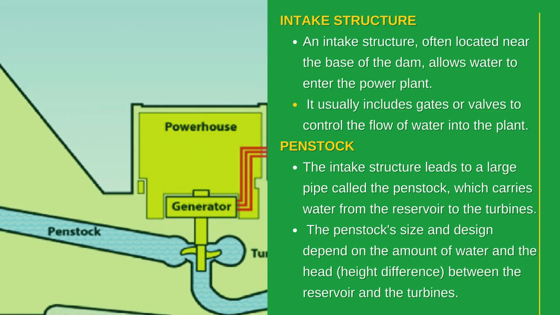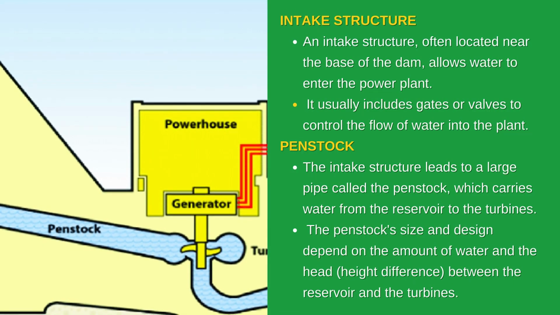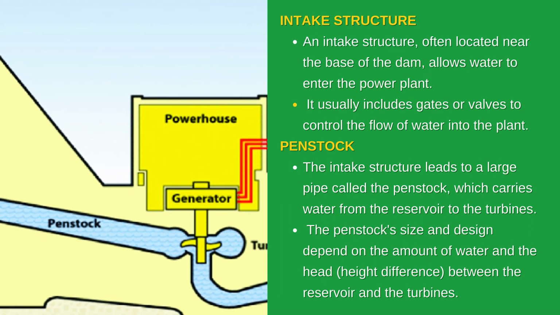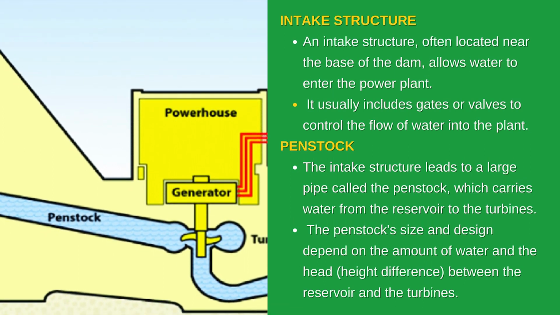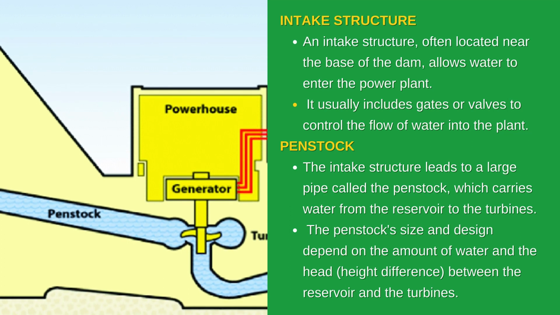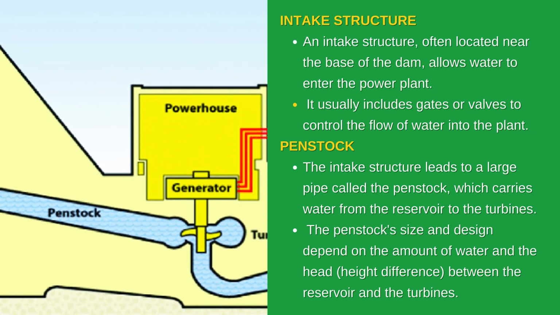In the case of a large hydroelectric power plant, a dam is constructed across the water source to create a reservoir. The dam helps in regulating the water flow and maintaining a constant level of water, ensuring a steady supply for electricity generation. Now let us study in brief the intake structure. An intake structure, often located near the base of the dam, allows water to enter the power plant. It usually includes gates or valves to control the flow of water into the plant.